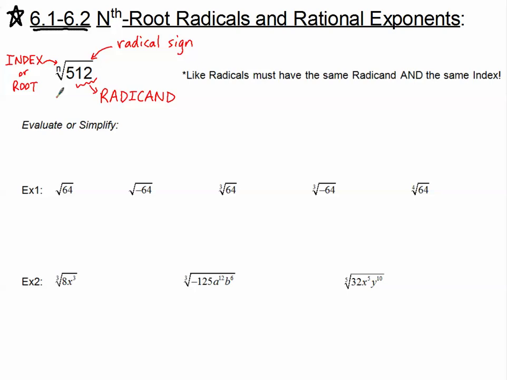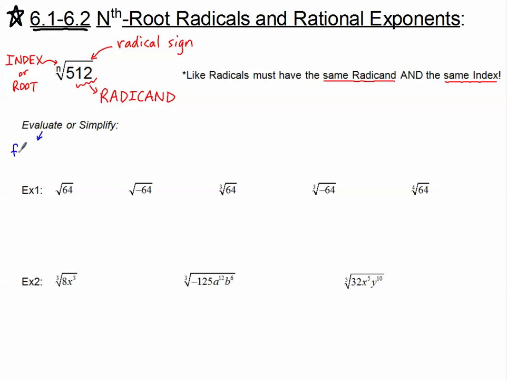And now that we have different indices, which is the plural of index, we have to finish what our like radicals definition would be. Our like radicals, not only do they have to have the same radicand, meaning the same thing underneath the radical sign, we also have to have the same index. We cannot take square roots and cube roots and add them together. They have to have the same index and the same radicand for us to be able to add or subtract our like radicals.